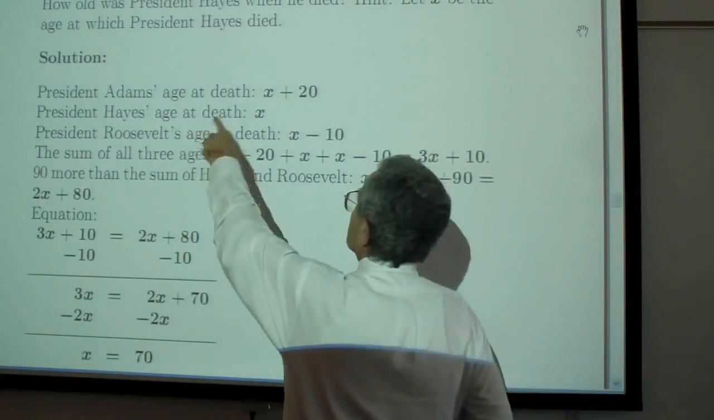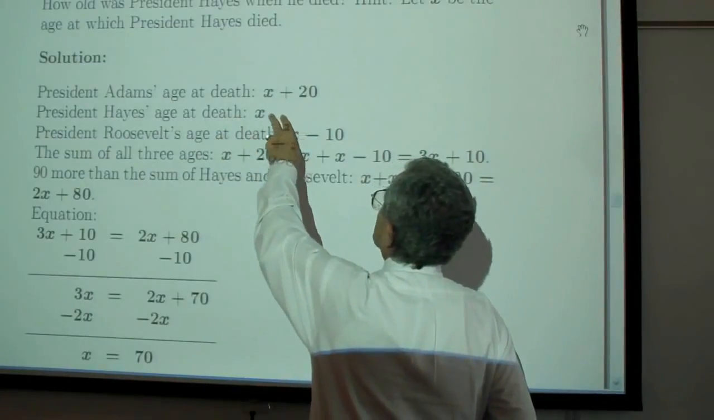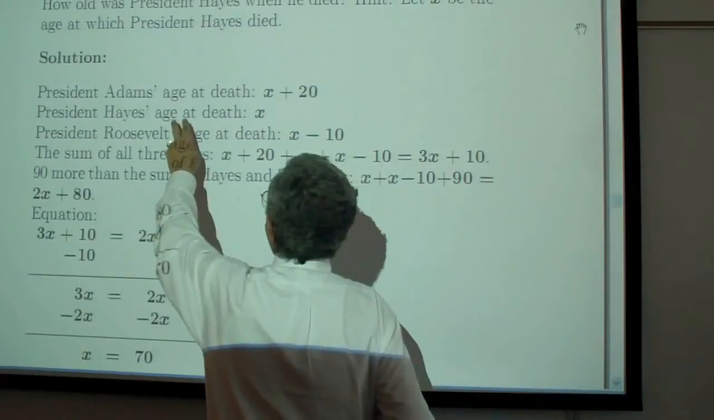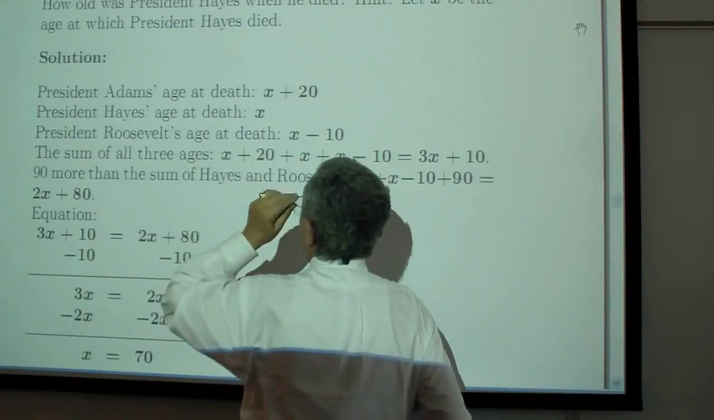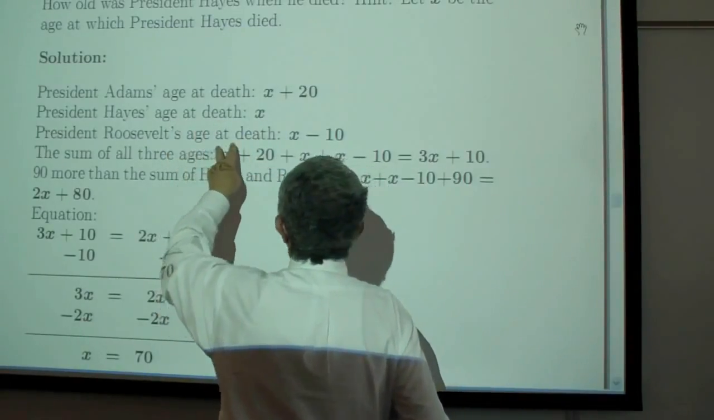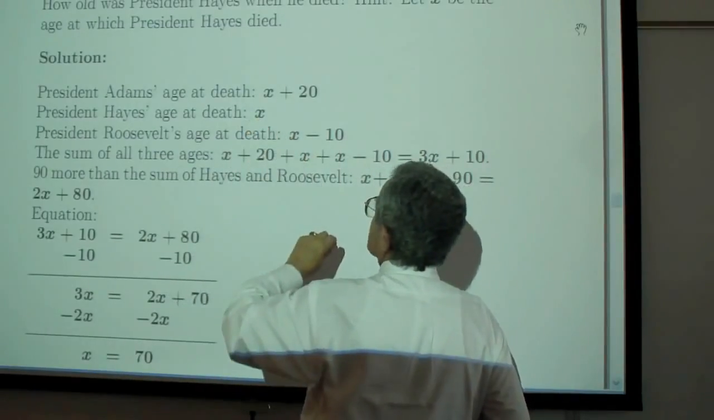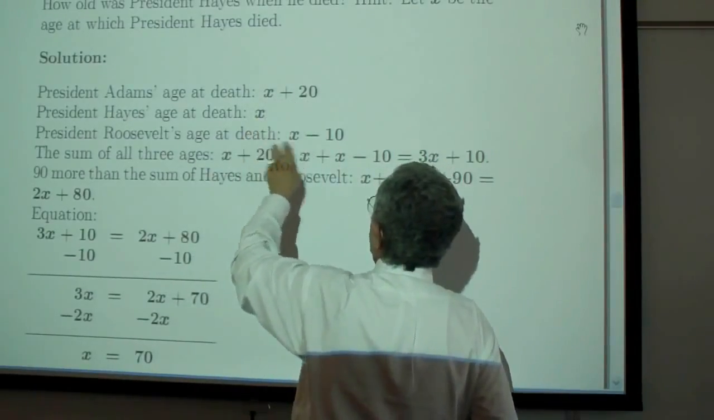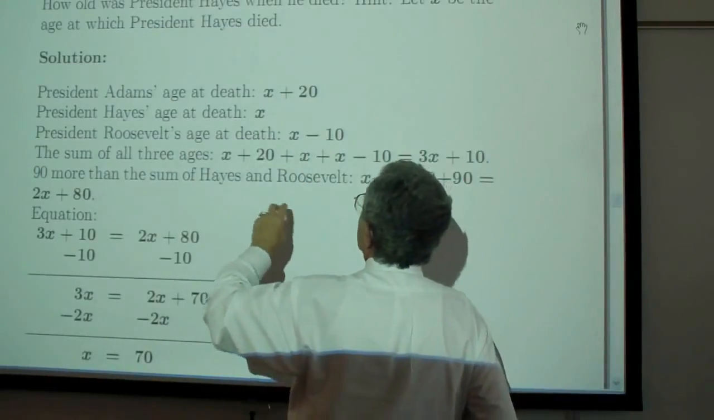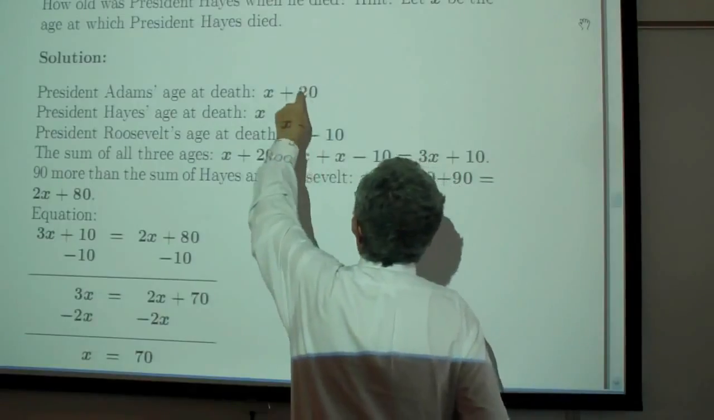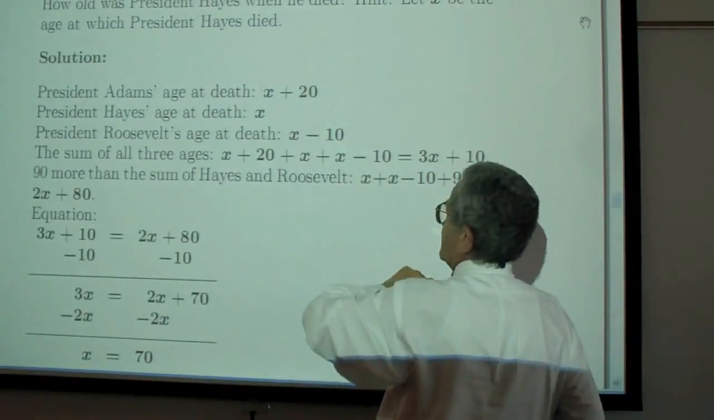So first, President Adams' age was, at death, was 20 years more than President Hayes. President Hayes was x. And President Roosevelt's age was 10 years younger than President Hayes. So we have x, x plus 20, x minus 10. The sum of all three ages, x plus x plus x, is 3x. 20 minus 10 is 10.